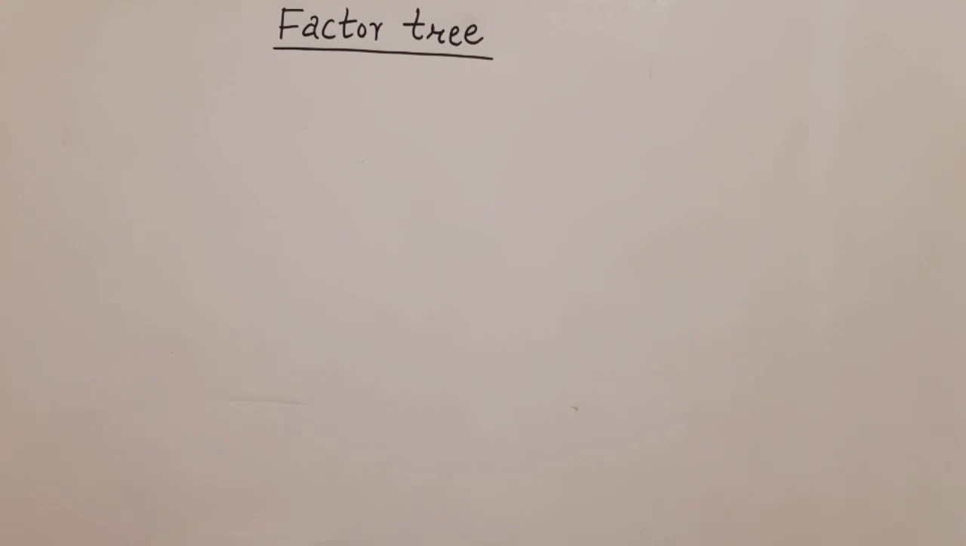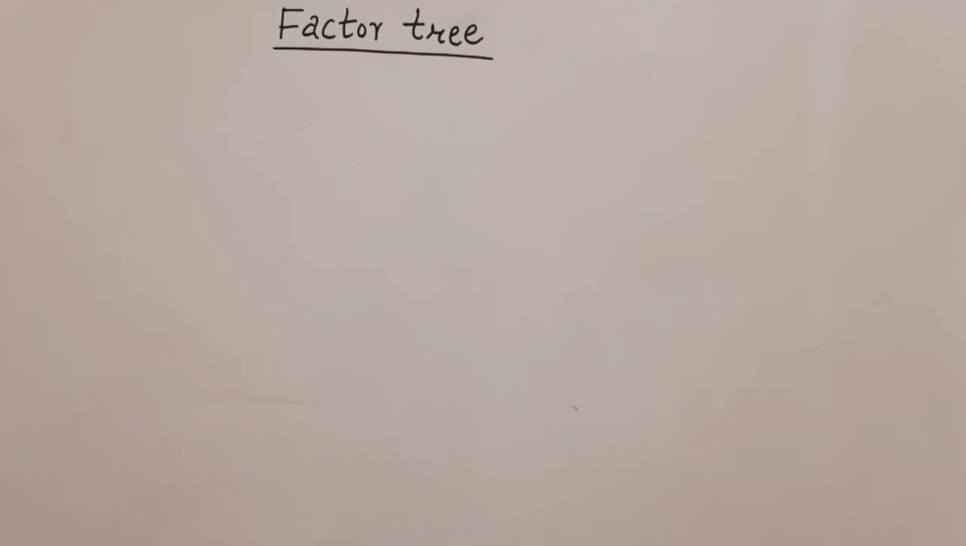This factor tree you have studied in class 4th also. You all know what a factor tree is and how we draw it, but I am going to explain it again in order to make you understand in a better manner. A factor tree contains two factors. In this method, we find two factors of a number. One factor is a prime number and the other factor is a composite number.